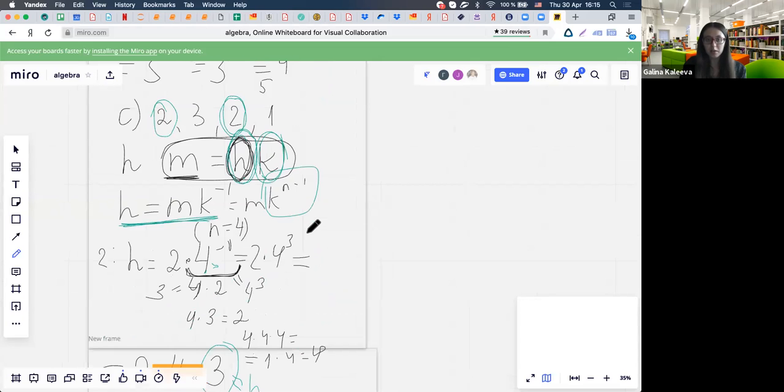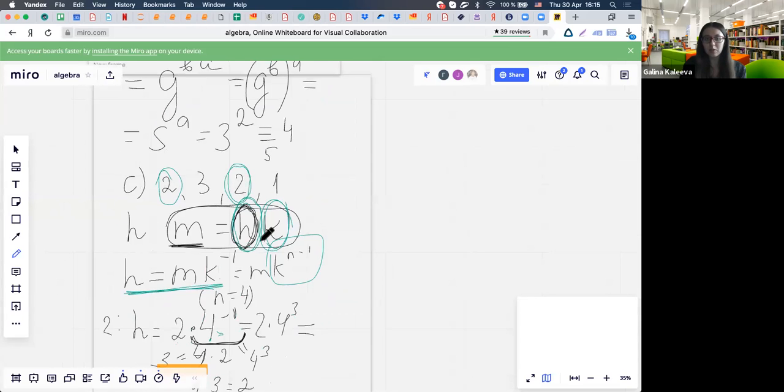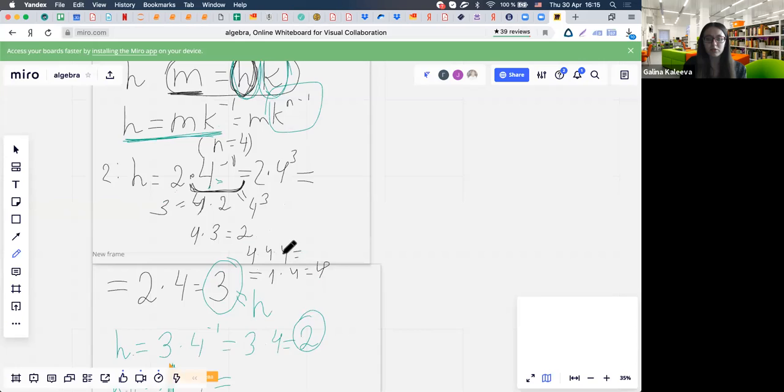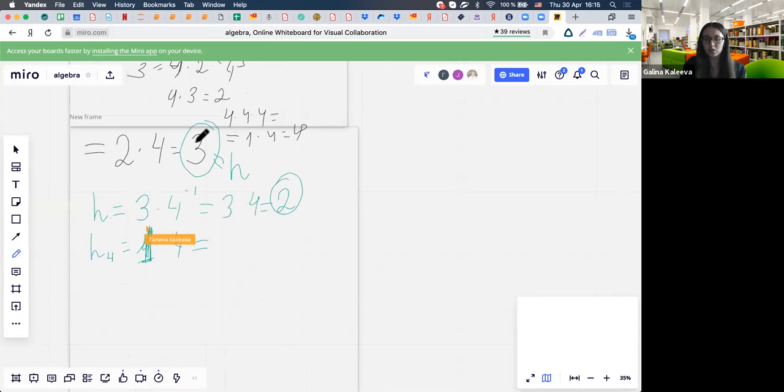The third element is 2, and it's the same as the first, and the first was 3. The first secret message was 3, so the third secret message is also 3. Yeah, you're right. And the fourth message is 1. We multiply it by 4, and it's also 4, and the fourth secret message is 4. So the sequence is the following: 3, 2, 3, 4.